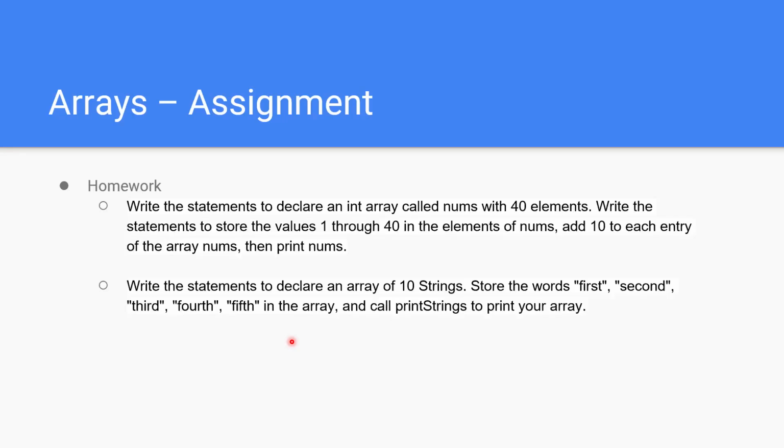So we'll take a look at an example. And then we want to write the statements to declare an array of 10 strings, store the words first, second, third, fourth in the array, and call printStrings on our array. So we'll output that. And one other thing, arrays are 0 indexed. So the first element is the 0th element. The second element in the array would be the first.